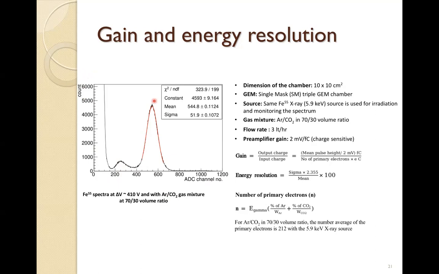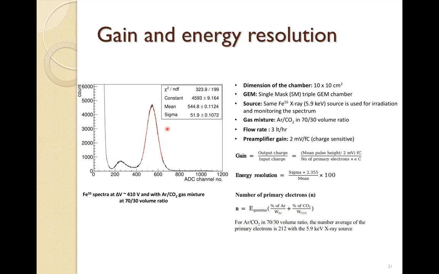I calculate that with this 5.9 keV energy deposition, how many electrons are produced. This number is called primary electrons, and it is calculated here with a 5.9 keV gamma ray. When it is fully absorbed in 70% argon and 30% CO2 gas mixture, it produces 212 electrons. So this number is called primary electrons. These primary electrons are created in the 70-30 gas mixture after the full absorption of a 5.9 keV X-ray.